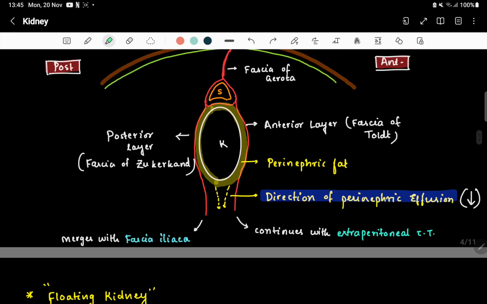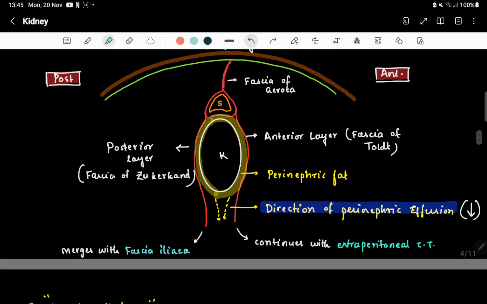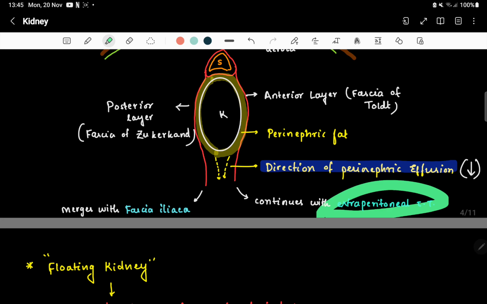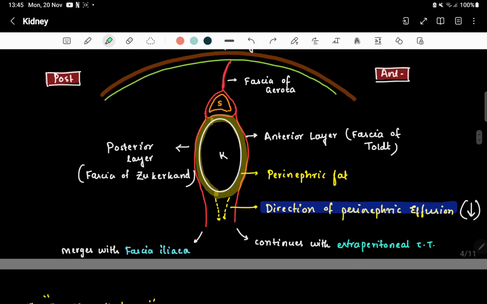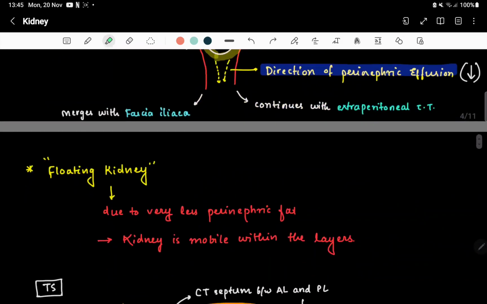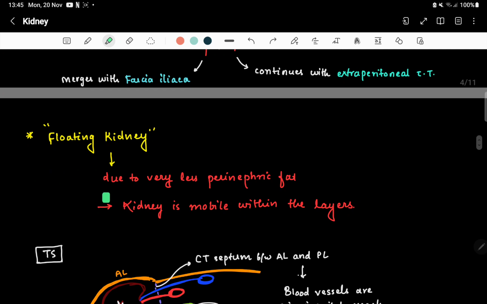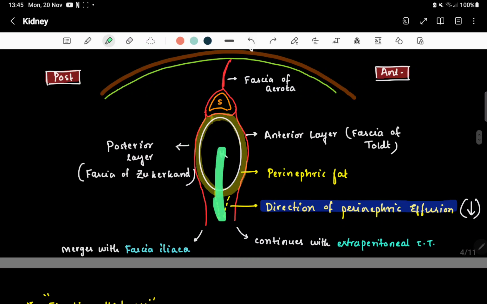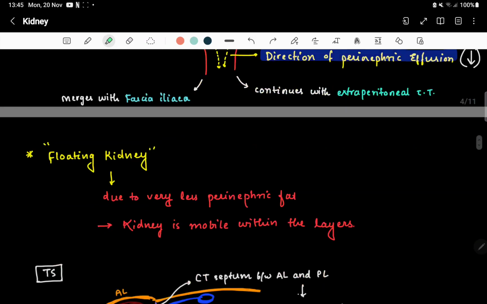Okay, and just remember that the posterior layer merges with the fascia iliaca. Okay, and the anterior layer continues with the extraperitoneal connective tissue. Okay, so that is the direction of perinephric effusion. So this is a simple sagittal section. Talk on the floating kidney. What is floating kidney? Due to very little perinephric fat, the kidney is mobile within the layers. This fat is very little, so the kidney can move. Okay, so it is called a floating kidney.